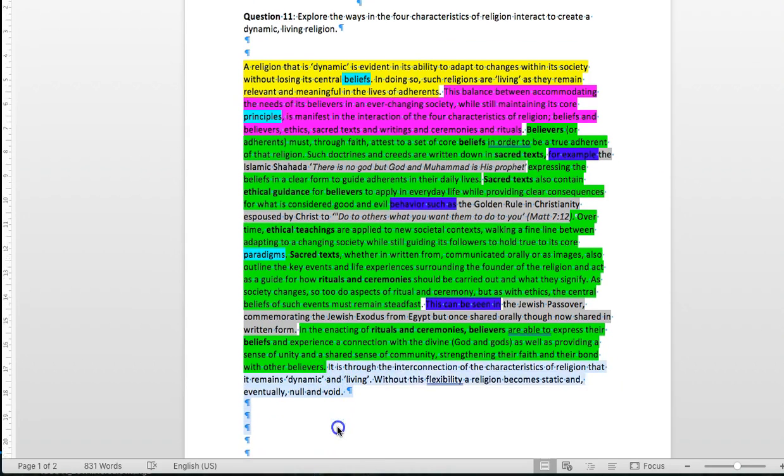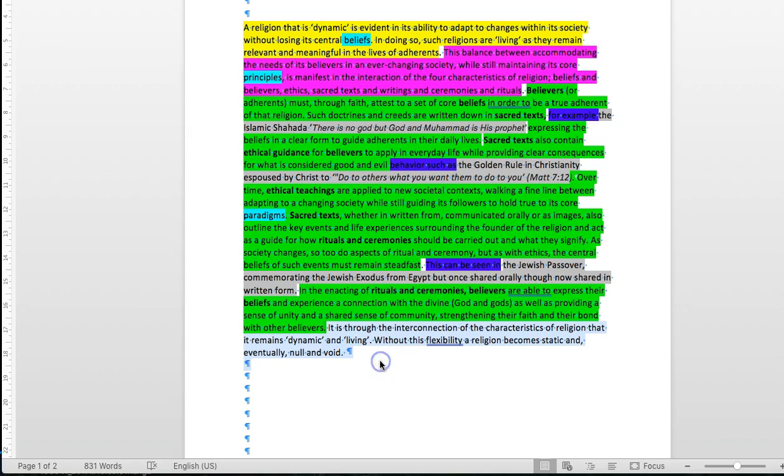It is through the interconnection of the characteristics of religion that it remains dynamic and living. Without this flexibility, a religion becomes static and eventually null and void. And there's our paragraph.